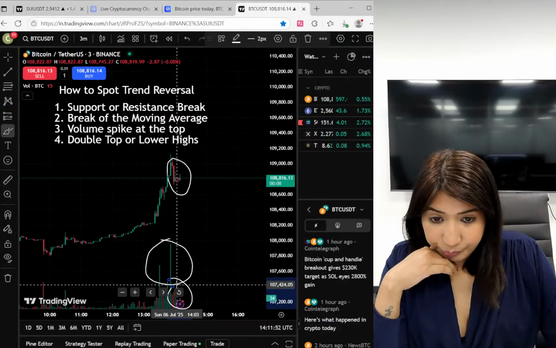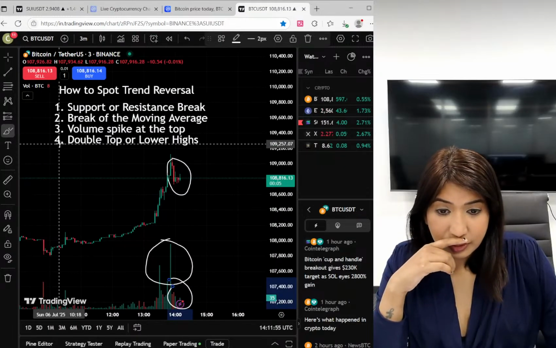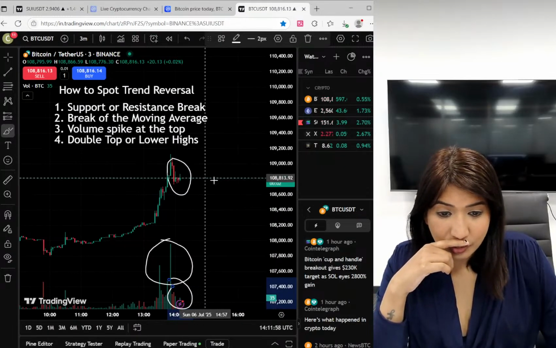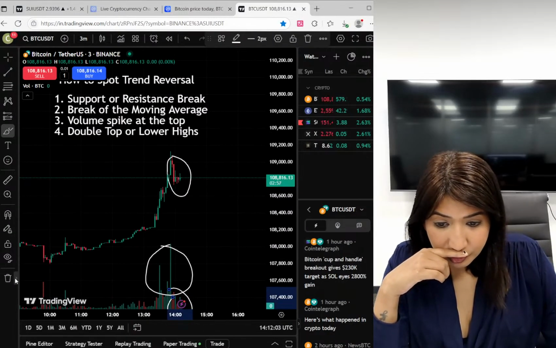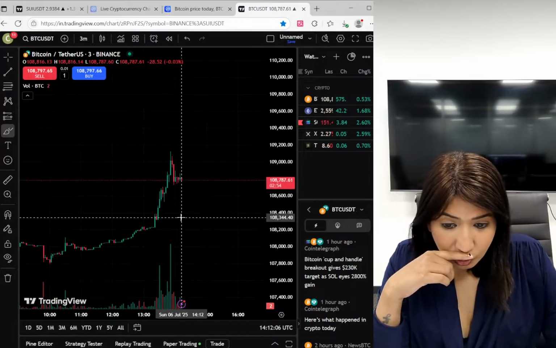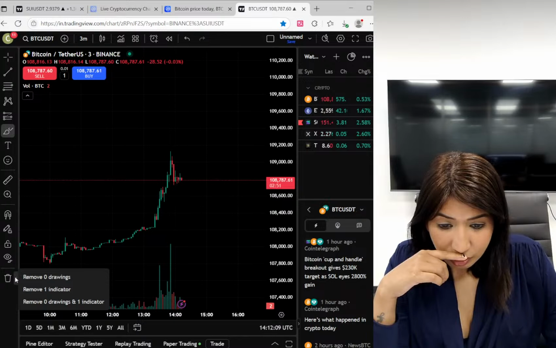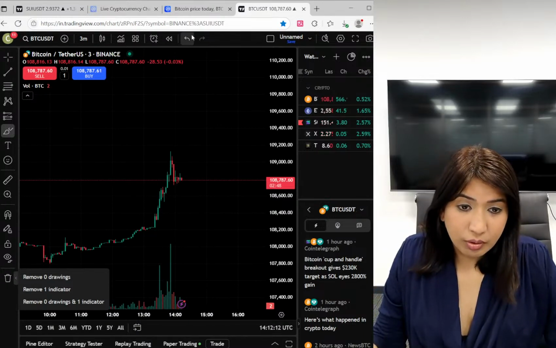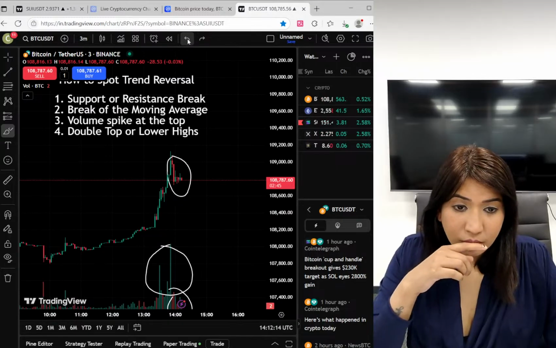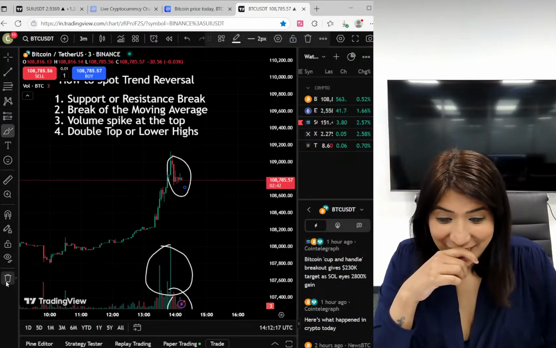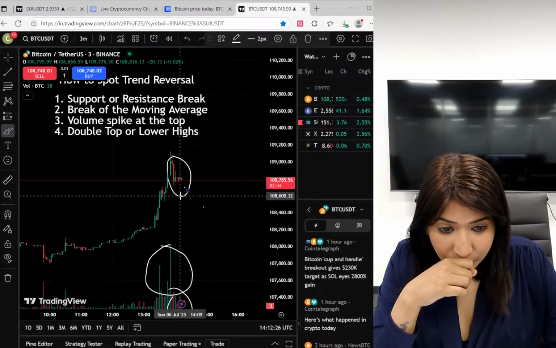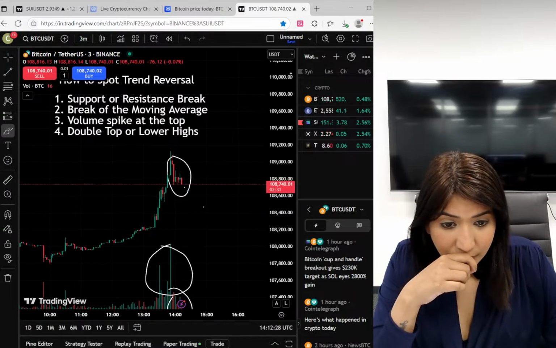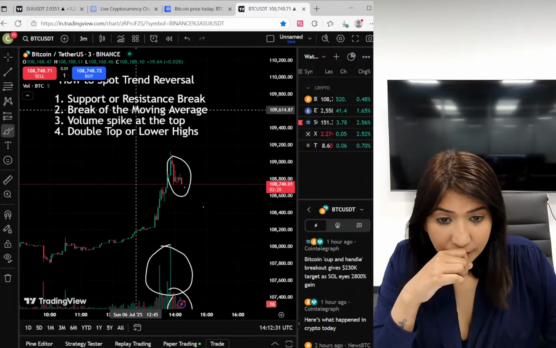Now moving on, as I was telling you, the fourth condition, which is double top or lower highs. Okay, so let me remove this. Oh my god, I did it. My god. Okay, I was so scared. I want to remove this, but I don't know how I should remove it. Okay, this is one thing.